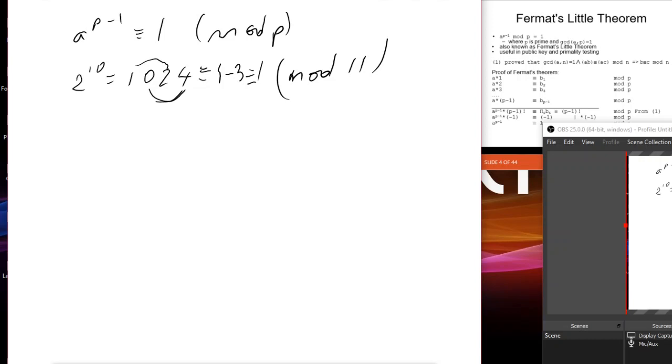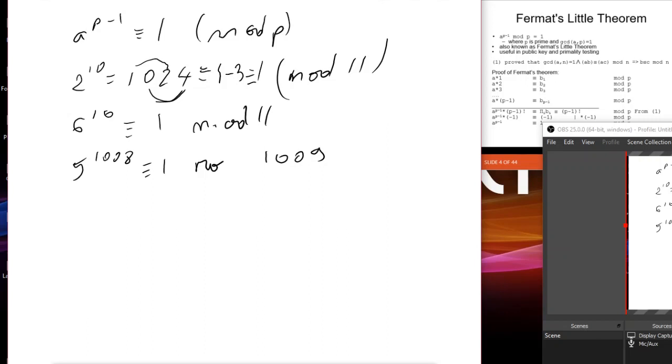So this is confirmed. We can learn from this that it will be true for any other value, like 6 to the power 10 will also be equal to 1 mod 11. That will hold even for larger values, like another prime, 1009, so we can infer that 5 to the power 1008 will also be 1 mod 1009. Another prime is 2027, so any other number like 21, a number different from 0, and 2024 to the power 2026 will also be congruent to 1 mod 2027.